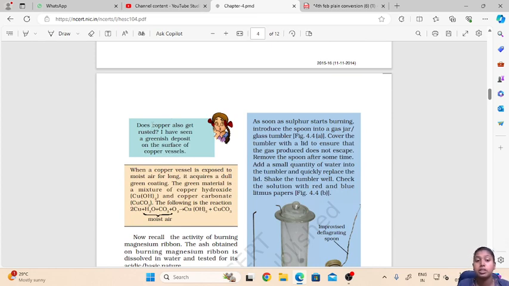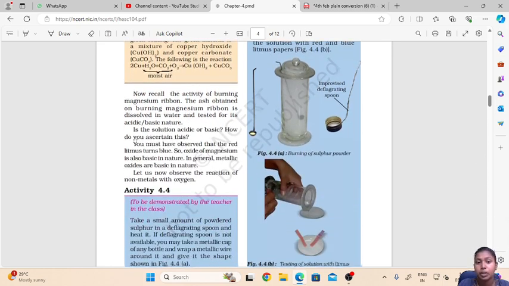Similarly, have you ever seen a greenish color tint on copper utensils? When a copper vessel is exposed to moist air for long, it acquires a dull green coating. And this green material is a mixture of copper hydroxide and copper carbonate. So here also oxygen plays a role in forming this greenish deposit or coat on the copper vessels.